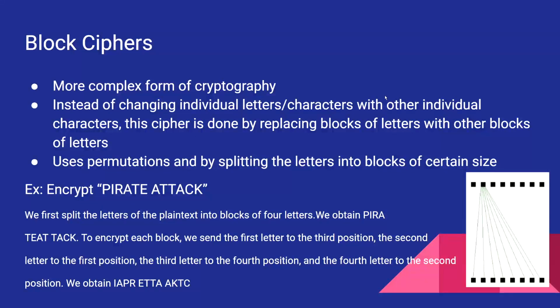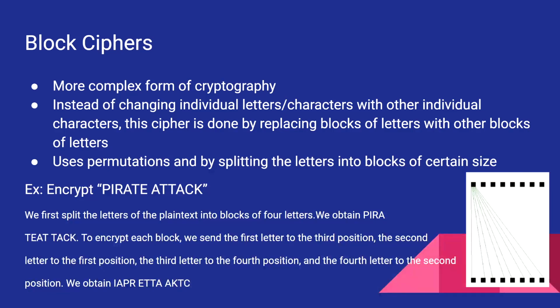Block ciphers. Block ciphers are a more complex form of cryptography. Instead of changing individual letters or characters with other individual characters, this cipher is done by replacing blocks of letters with other blocks of letters. This uses permutations and is done by splitting the letters into blocks of certain size and scrambling the letters around.